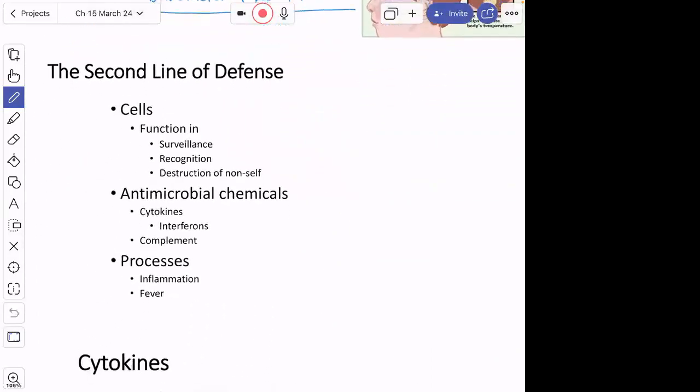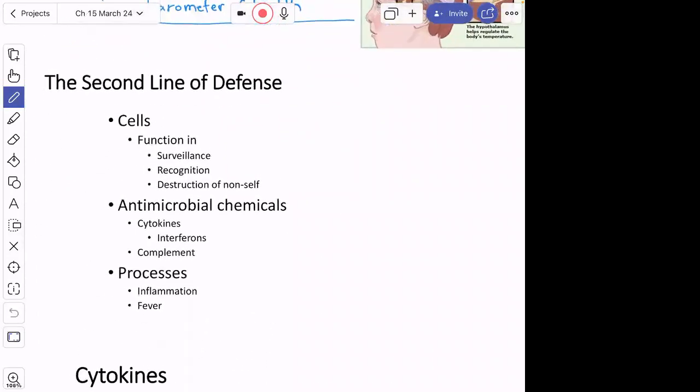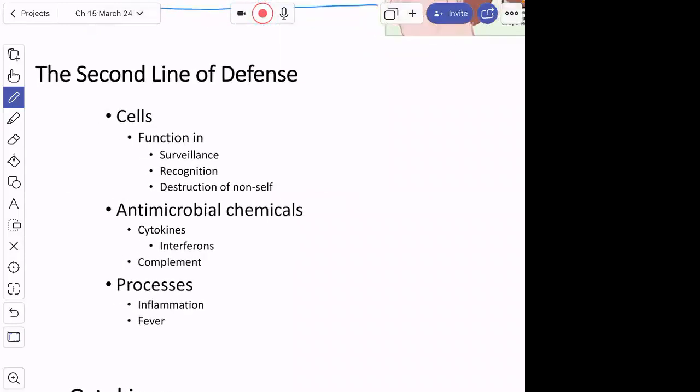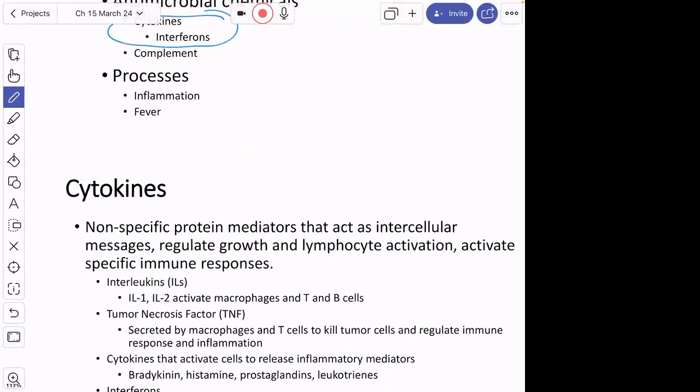But okay, so we are making good progress here. We're almost through our innate immunity. There's only really one other thing left here. I want to talk a little bit about cytokines. Okay, and really only one in particular.